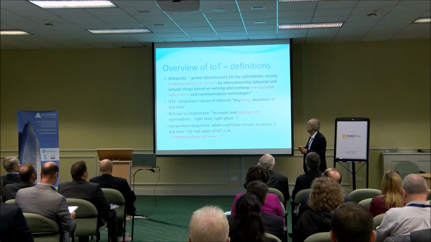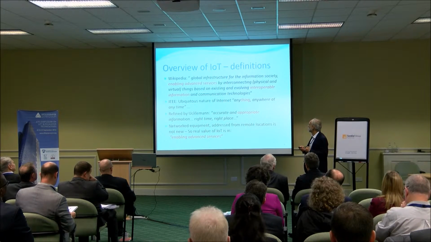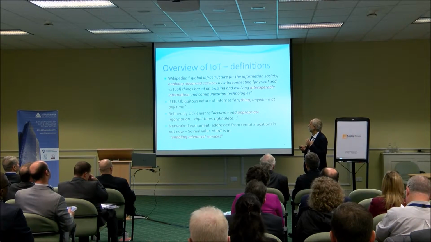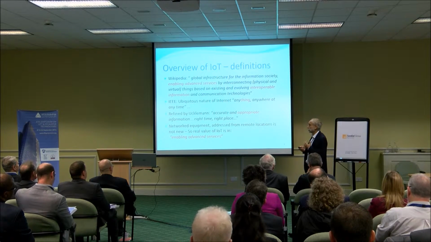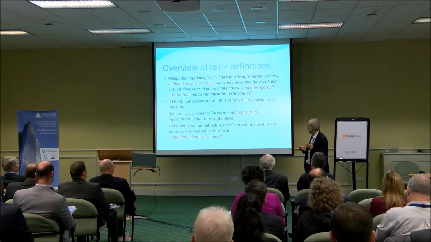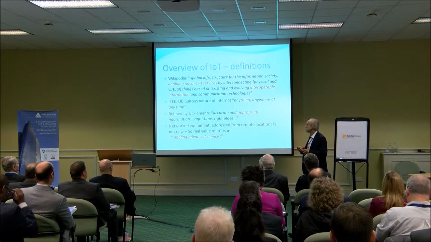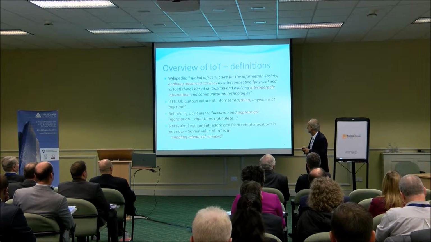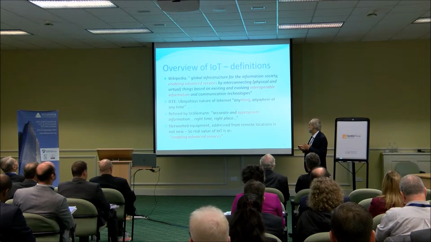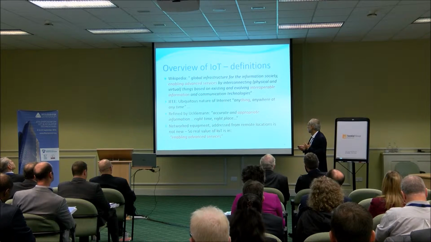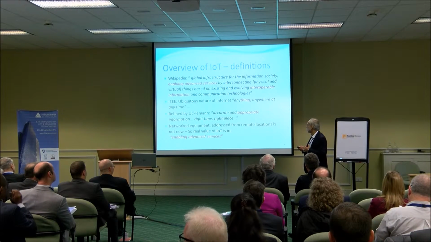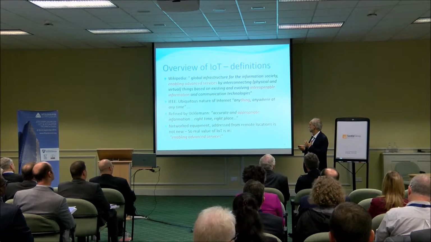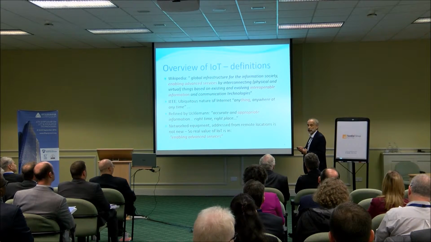The IEEE talk about the ubiquitous nature of the internet, anything, anywhere, at any time. But actually, that's better expressed in terms from the point of view of the Internet of Things as accurate and appropriate information, the right time and the right place. And again, it's nothing new to address devices from remote locations. So the real value of the Internet of Things is enabling advanced services.